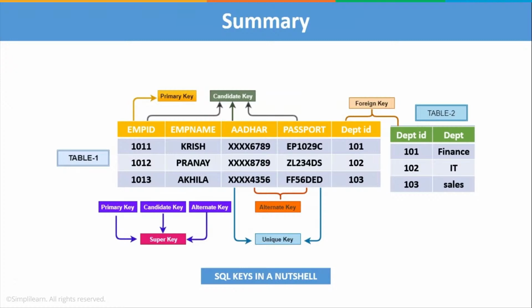Now alternate keys are those other than the primary key, that is employee ID. So I'm taking Aadhaar card and passport as the alternate keys here. Now the combination of all these keys such as primary key, candidate key, alternate key forms a super key. Now I'm taking the passport as the unique key since not everyone has a passport to their name. So I'm taking the passport attribute here as the unique key. And finally the foreign key is the department ID as it points to the reference to the second table, that is the department table. So in this way you can use the SQL keys accordingly.